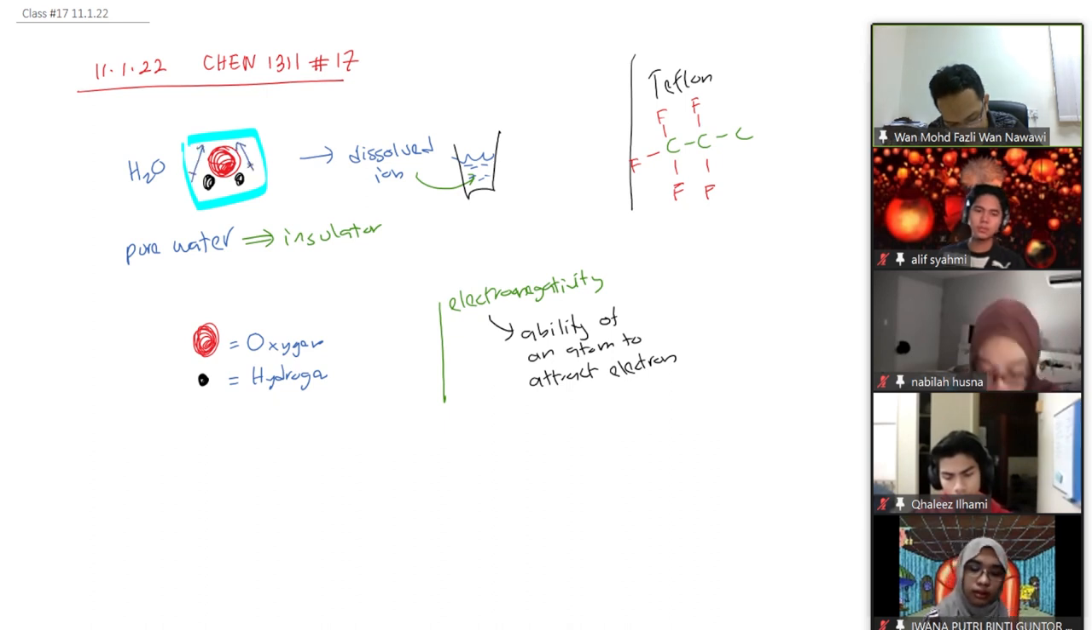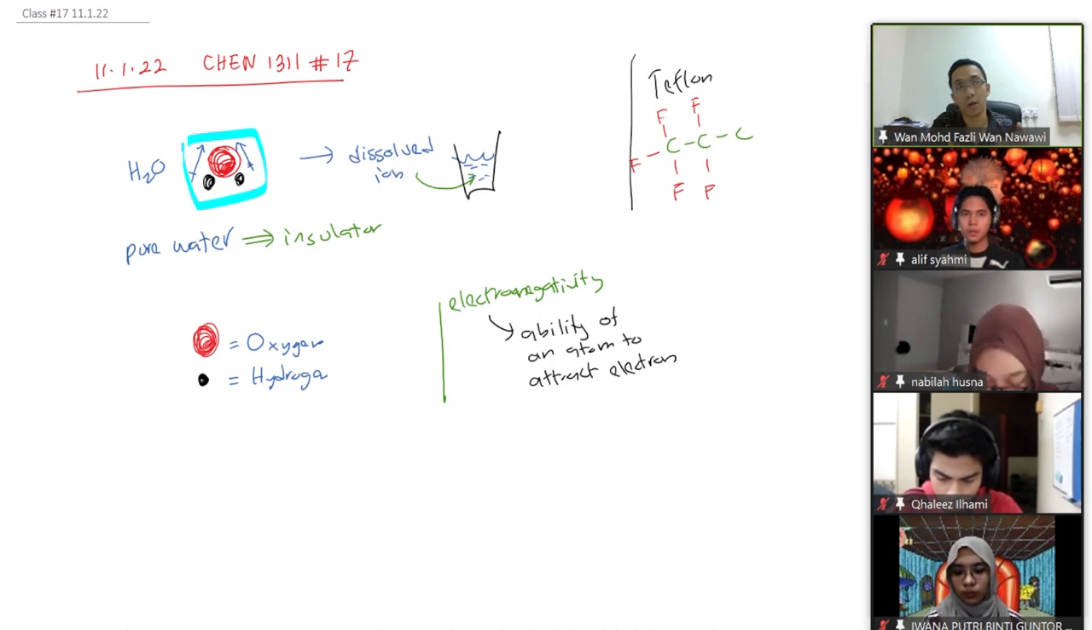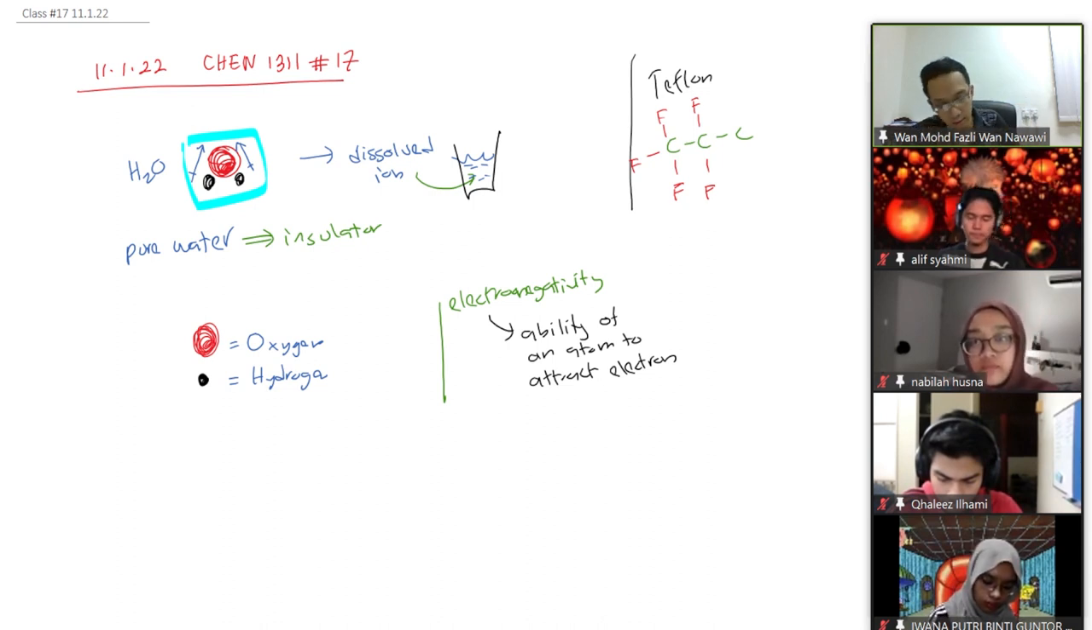What it means is that the electrons accumulate more towards the oxygen than the hydrogen. When you have this sort of tug of war, where something attracts more than the other, you get what we call polarity. That's why water is polar, because of this.